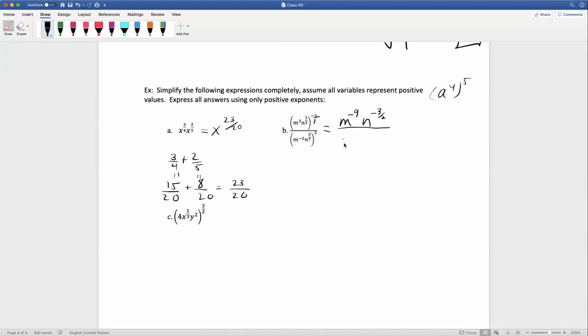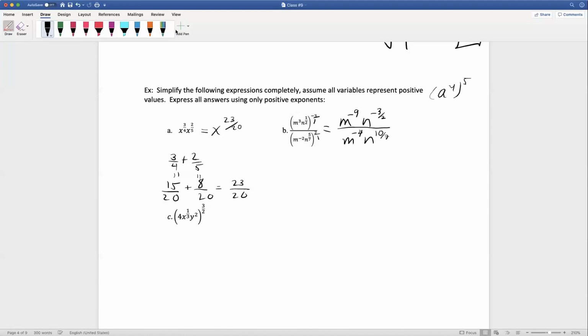Okay, now in our denominator, we have m to the negative 2nd, n to the 5/7 squared. So we're going to do the same thing. The bases stay the same. Let's multiply exponents. Negative 2 times 2 is negative 4. 5/7 times 2 over 1. Remember, multiply numerators, multiply denominators, and we get n to the 10/7.